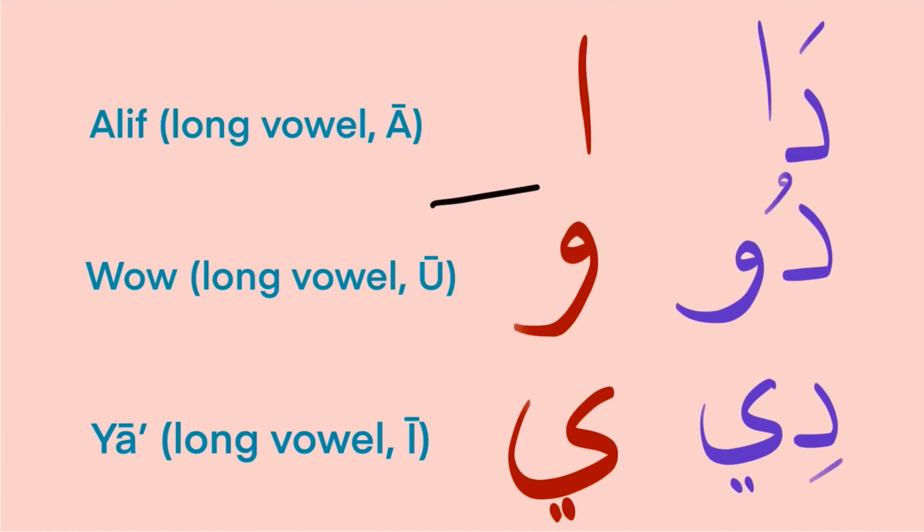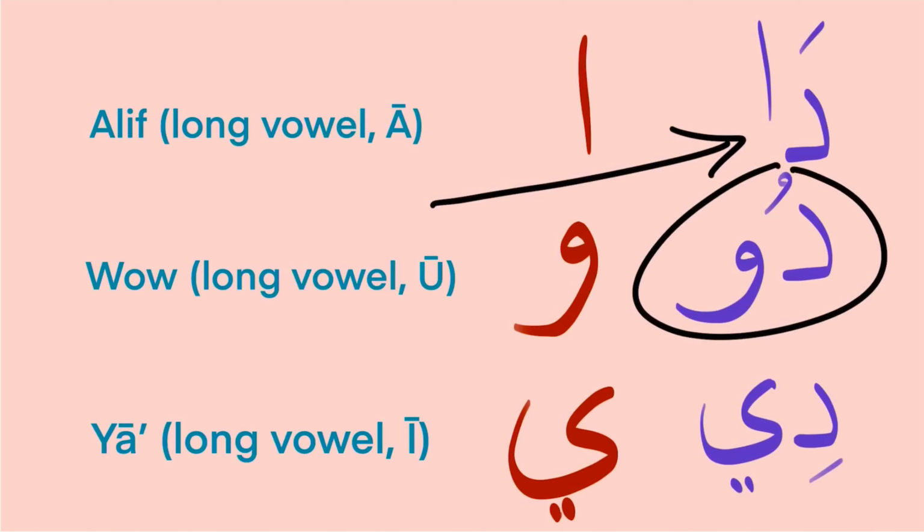So how do you pronounce this combination? Da. How about this one? Do. How about this one? Di. Let's practice.